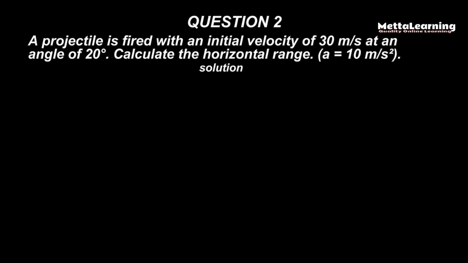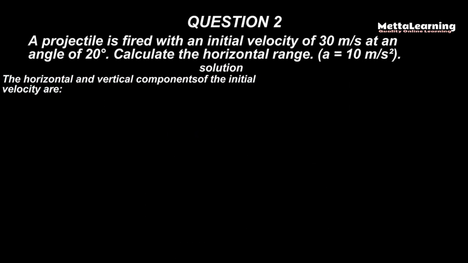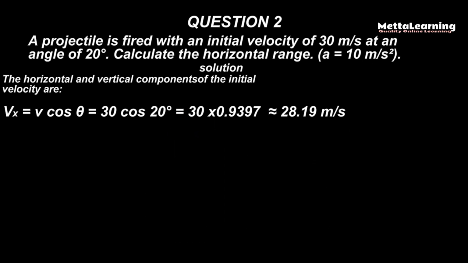Now, to calculate the horizontal range, you must understand that the horizontal and vertical components of the initial velocity must be calculated. That means we have to calculate Vx, the horizontal, and Vy, the vertical. Let's start with Vx. Vx equals V cos theta. The velocity given in our question is 30 meters per second, so that will be 30 cos 20 degrees. That will be 30 times 0.397, the value for cos 20, which gives you 28.19 meters per second. That's the initial velocity on the horizontal component.